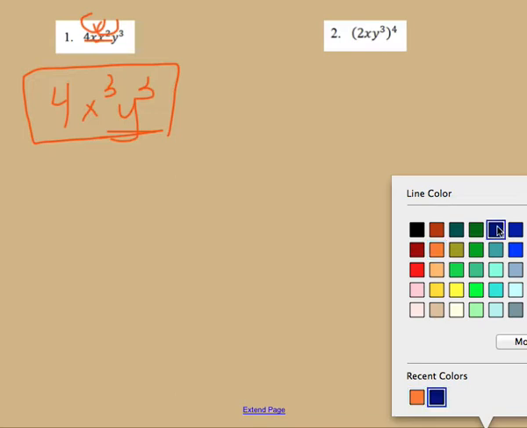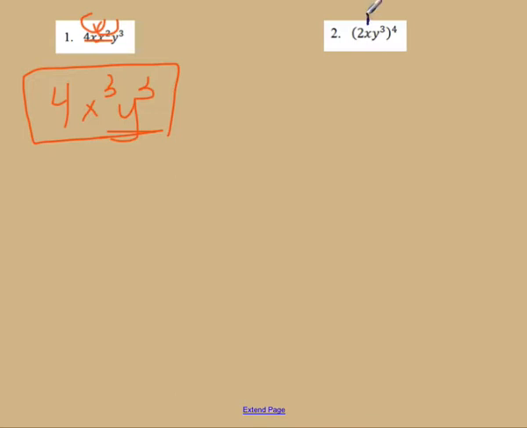For number 2, I'm going to put a 1 by the 2 and a 1 by my x to remind me that each of those have an exponent of 1. Now I'm going to take that 4 and distribute it into each part. So 2, I'm raising it to the 1 times 4, which is 4. X, I'm raising to the 1 times 4, which is 4. Y, I'm raising to the 3 times 4, which is 12.